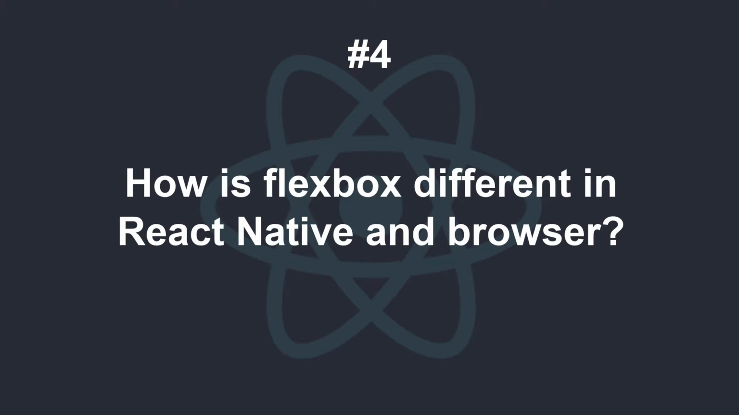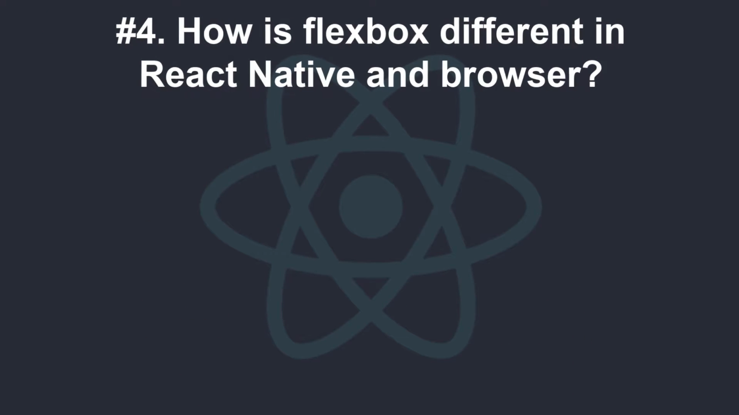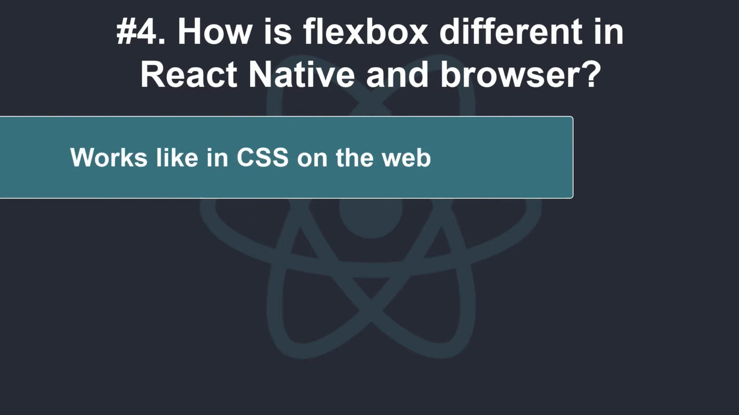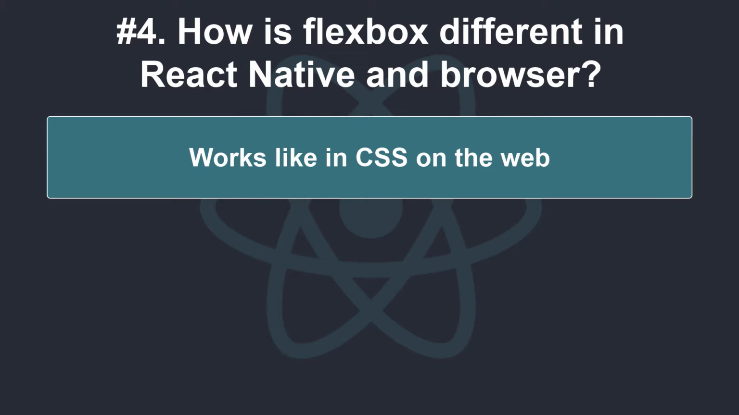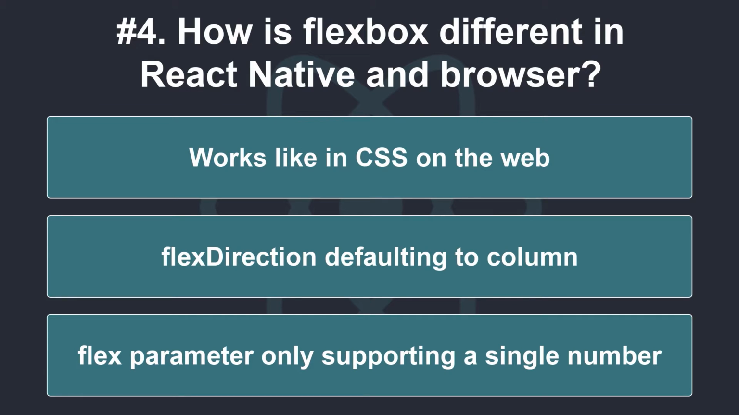How is Flexbox different in React Native and browser? Flexbox works the same way in React Native as it does in CSS on the web, with a few exceptions. The defaults are different, with flex direction defaulting to column instead of row, and the flex parameter only supporting a single number.